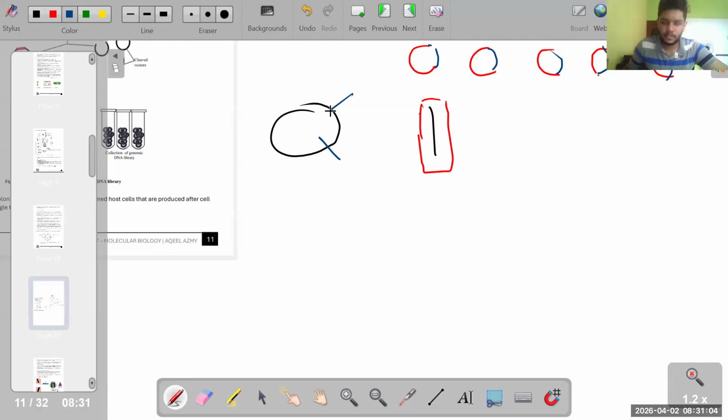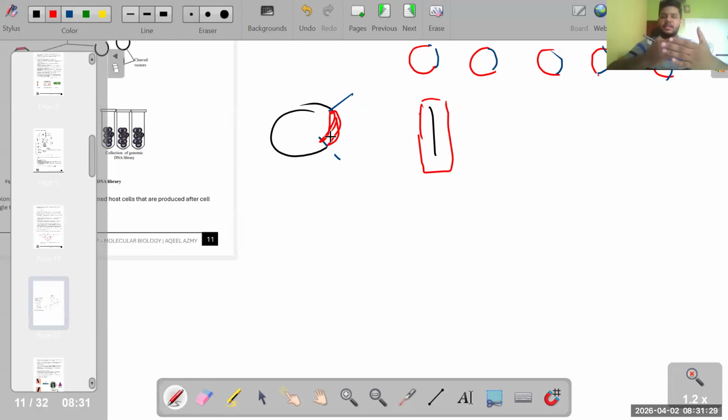And what should I do now? If I cut this sequence, it will look like this. Check and tell me whether you agree with this. After cutting, it will look like this, right? After cutting that, it will look like this. And then I'll be inserting this DNA like this.